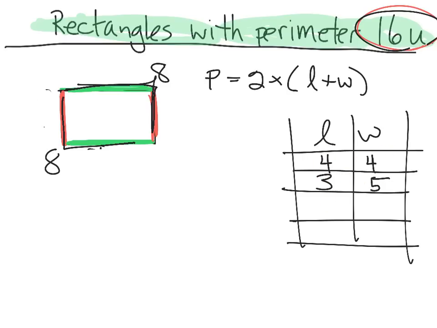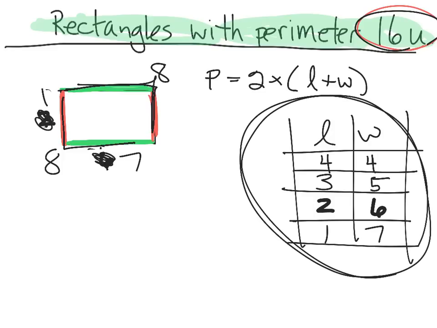I can kind of continue a pattern here a little bit, and I can see that if we wanted to continue the pattern, I can make this a 2 and I can make this a 6, because that would give us 2 and a 6, and that would still give us 8 on these two sides. Continuing our pattern, we can see that, oh, I could do 1 and 7, because that would make this guy a 1 and this guy a 7. And so here are all of our rectangles that have a perimeter of 16.